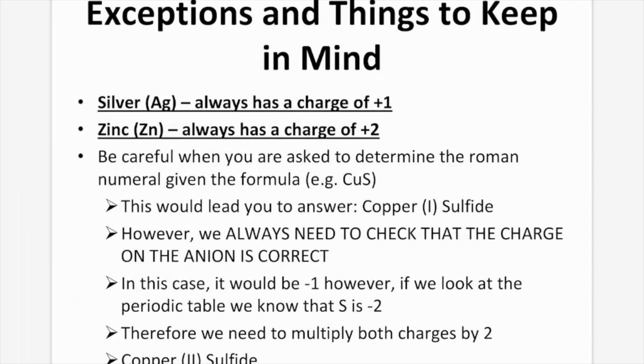So some exceptions to keep in mind. Silver, Ag, is always a charge of +1. Zinc always has a charge of +2. Now I mention these because they are in the transition metal section, and they have a set charge. It's not multivalent. So also you need to be careful when asked to determine the Roman numerals given the formula.